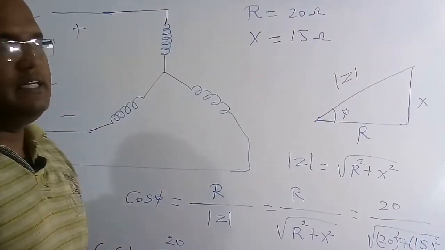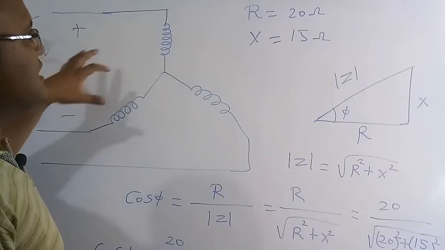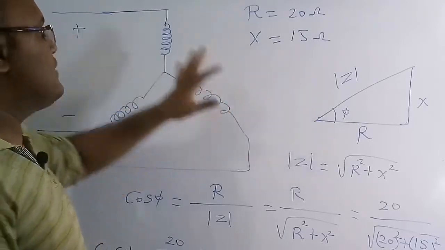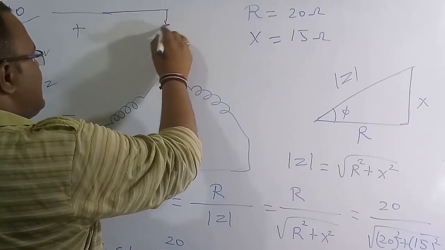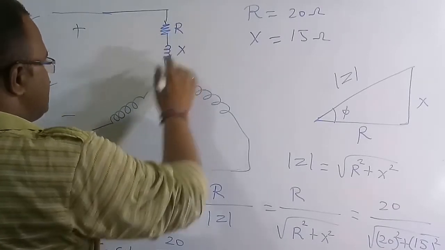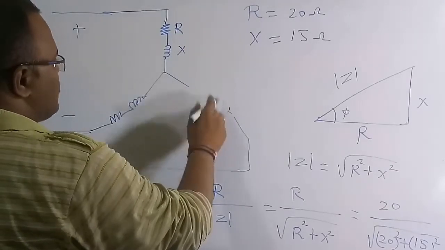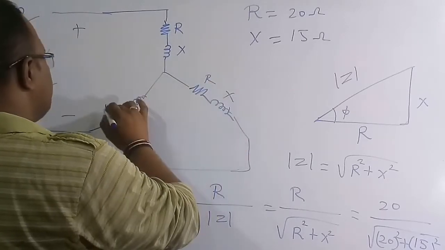So in this question, these are the coils, given for this particular voltage and frequency. The resistance is equal to 20 ohm and the reactance is equal to 15 ohm. So we can replace this coil by an RL circuit, or simply R and X. It is going to have some resistance and inductance, which is R and X. Similarly here also we can replace the coil by a resistor and inductor, R and X.